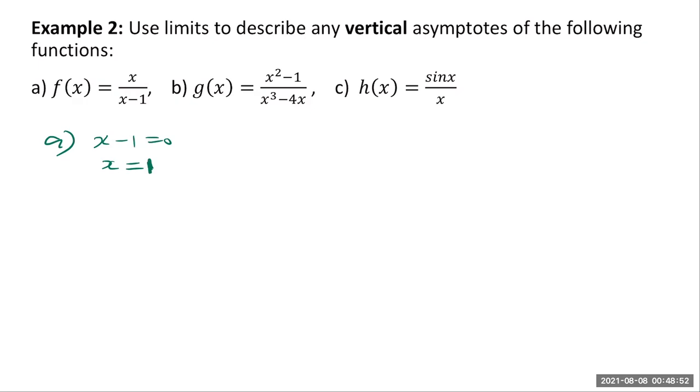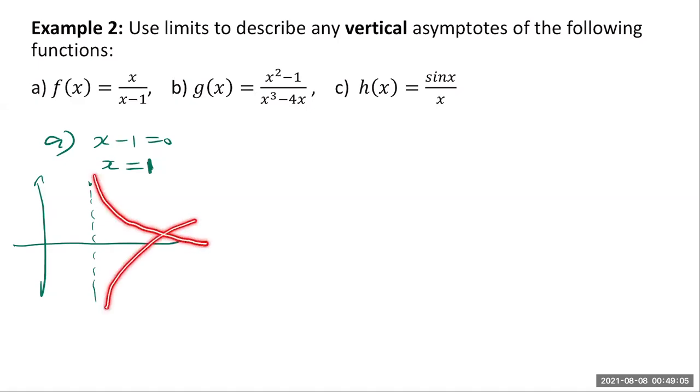In other words, at x equals 1, this will be a vertical asymptote. So the behavior of the graph would be either like this or like this. I don't know, we need to figure that out. We need to determine that behavior. How do you determine that behavior?